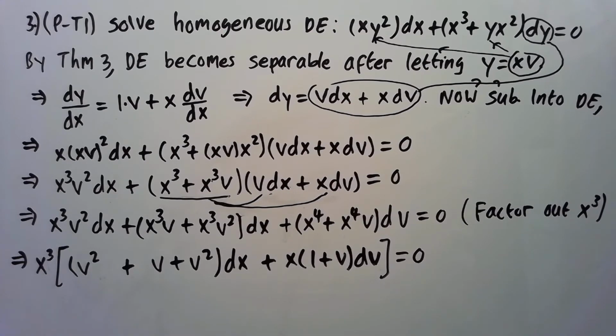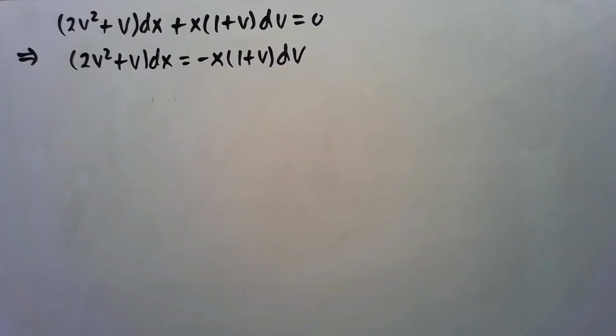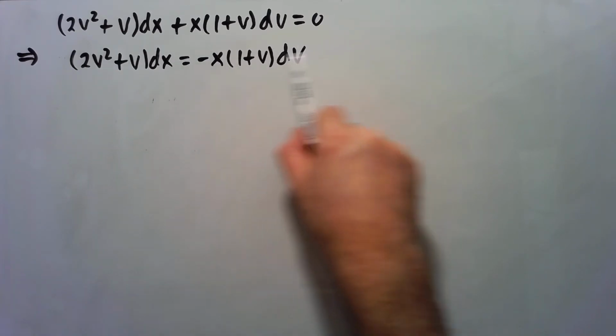So dividing both sides by x cubed and combining the v squared and v squared to give me 2v squared plus v dx plus x times 1 plus v dv equals 0. So this now is separable, we're going to show. So let's take the dv term over here. I'm out of space, so I'm going to erase a few things and we'll continue. So I moved the dv term across the equal sign and got to here.